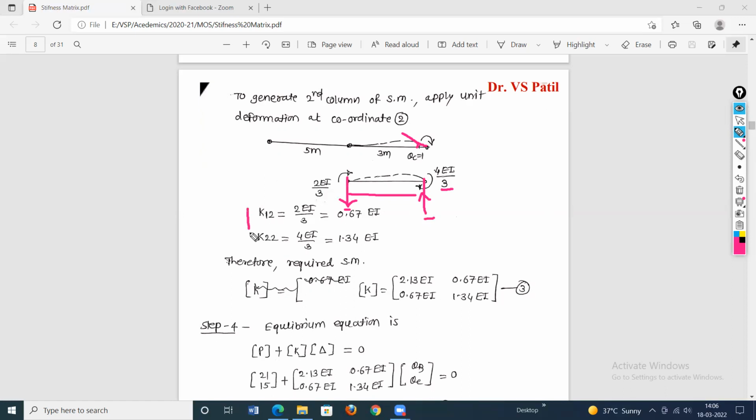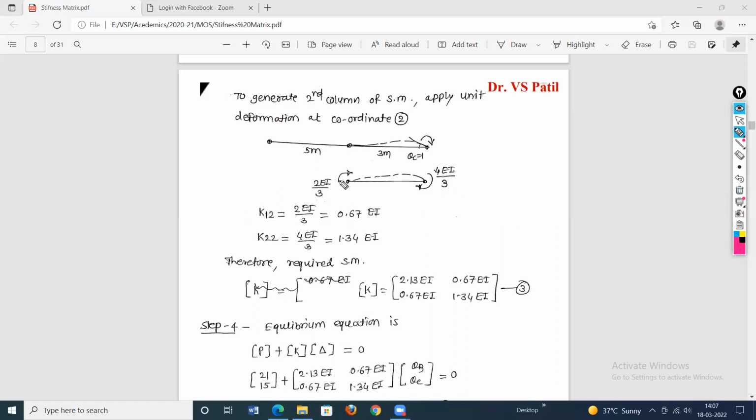But in the stiffness matrix, these forces are not required. Okay, because coordinate 1 is also a moment and coordinate 2 is also a moment. So neither coordinate 1 nor coordinate 2 is a force; these are moments. So only in the figure, the moments are shown, whatever moment is required, therefore only moments are shown.